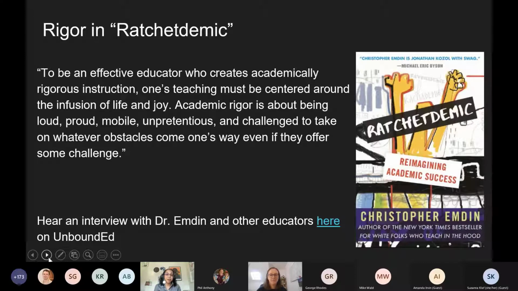And not to end on a too sour note, because we think that this actually transforms the classroom in really positive ways. I absolutely love this quote from an educator, another American named Christopher Emdin, who in his book writes, "To be an effective educator who creates academically rigorous instruction, one's teaching must be centered around the infusion of life and joy. Academic rigor is about being loud, proud, mobile, unpretentious, and challenged to take on whatever obstacles come one's way, even if they offer some challenge."